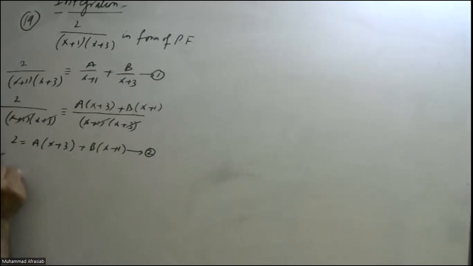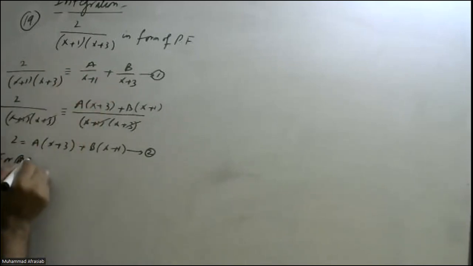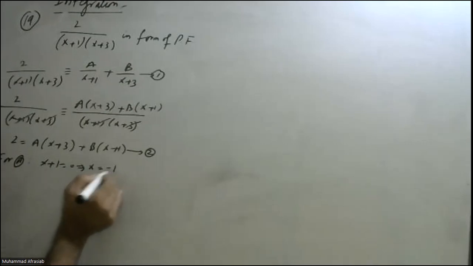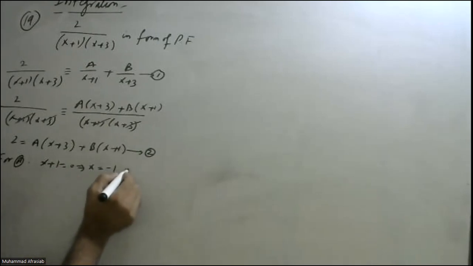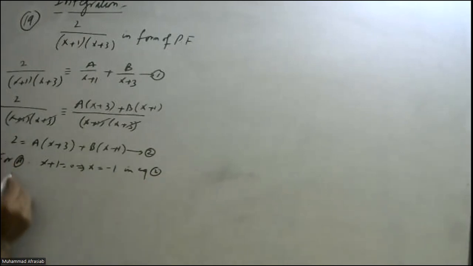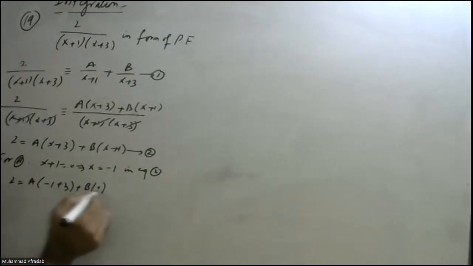Now for a, whose denominator is x plus 1, put denominator equal to 0, so x should be equal to minus 1, and we will put this x equal to minus 1 in equation number 2. So 2 is equal to a into (minus 1 plus 3) plus b into 0, so 2 is equal to a into 2, so this implies that a is equal to 1.